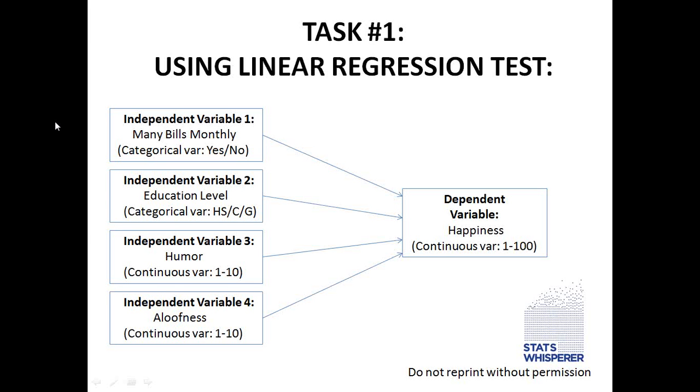For education level, right? So we have here 3 levels of education: high school, the HS, C for college, and G for graduate school. How does having the highest level of education in one of those 3 categories impact your happiness?